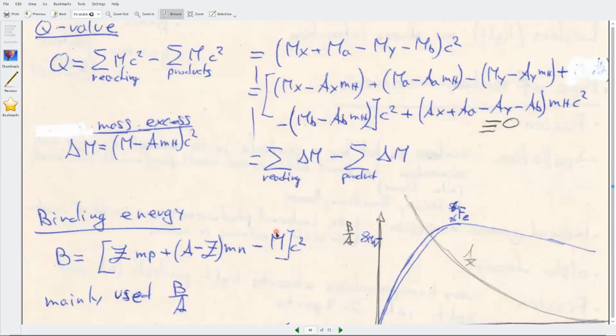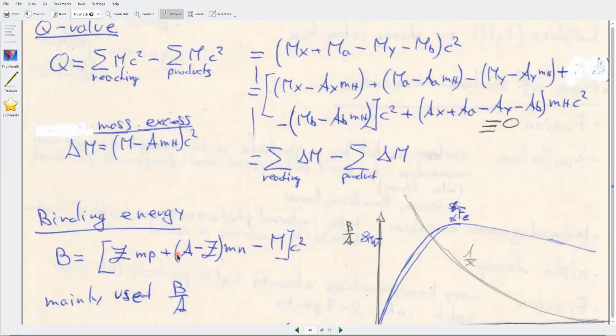So, for example, hydrogen is just one proton. You have one here, the mass of the proton, and here it's 0. So the binding energy of hydrogen is 0, because there is no release of energy producing a proton, just a proton.